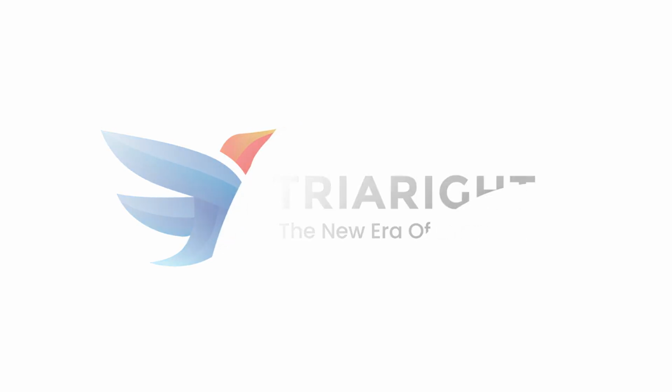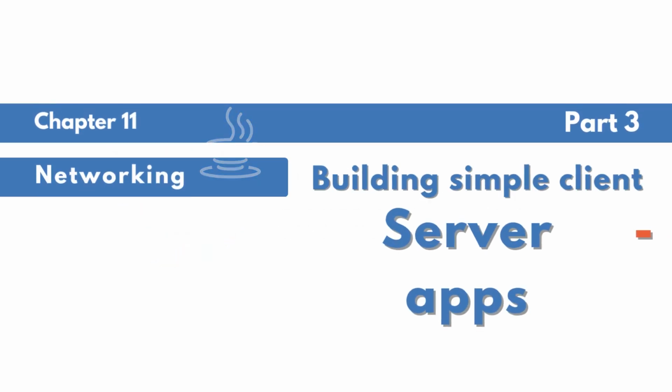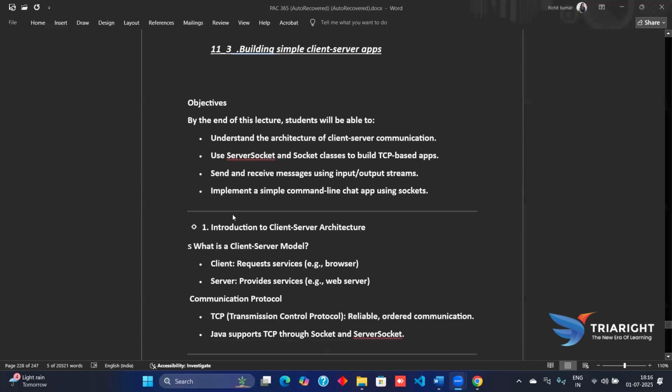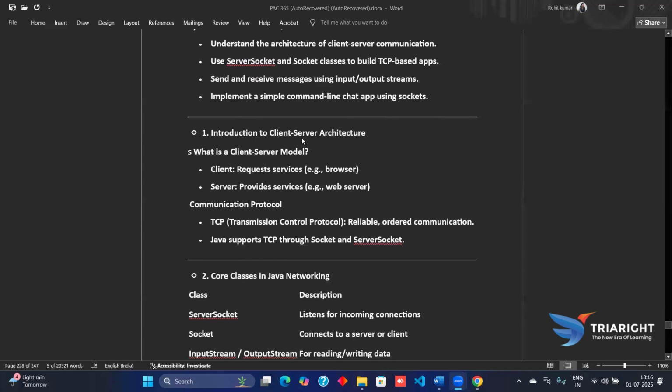Today we'll be learning about building simple client server apps. In this chapter we will understand the architecture of client server communication. Now we will use ServerSocket and Socket classes to build TCP based apps. Similarly, we'll learn how to send and receive messages using input and output streams. And finally we'll implement a simple command line chat app using sockets. First, an introduction to the client server architecture.